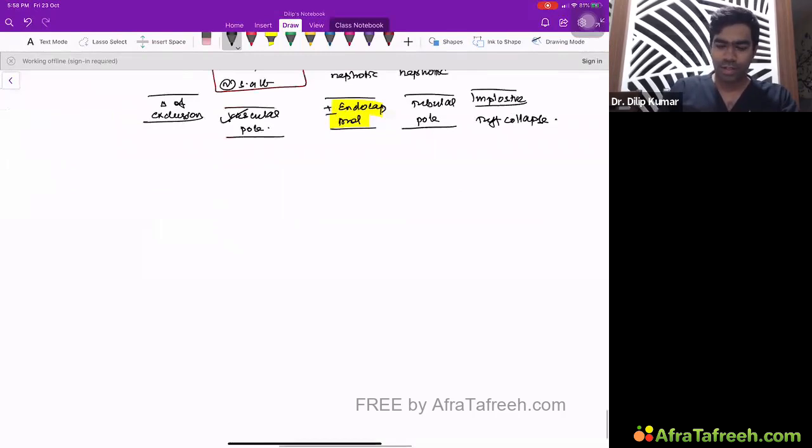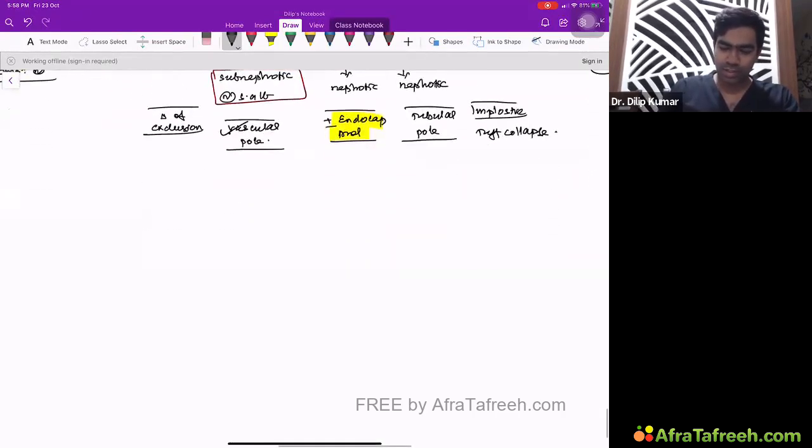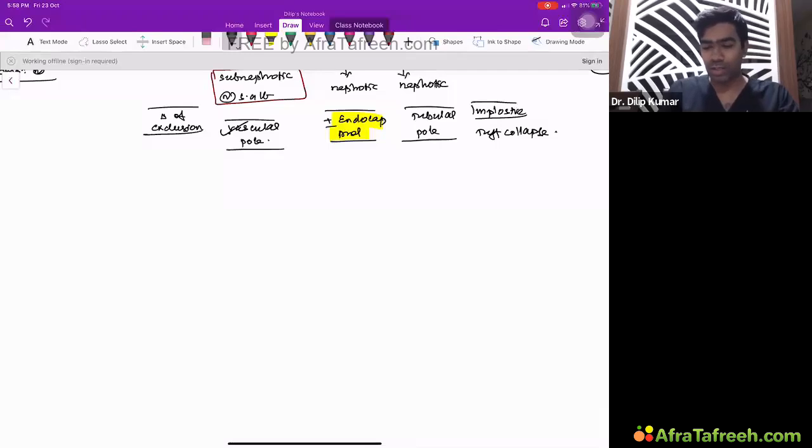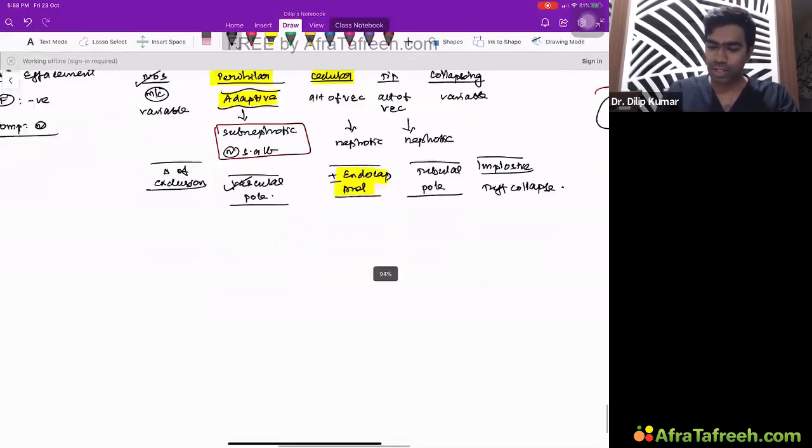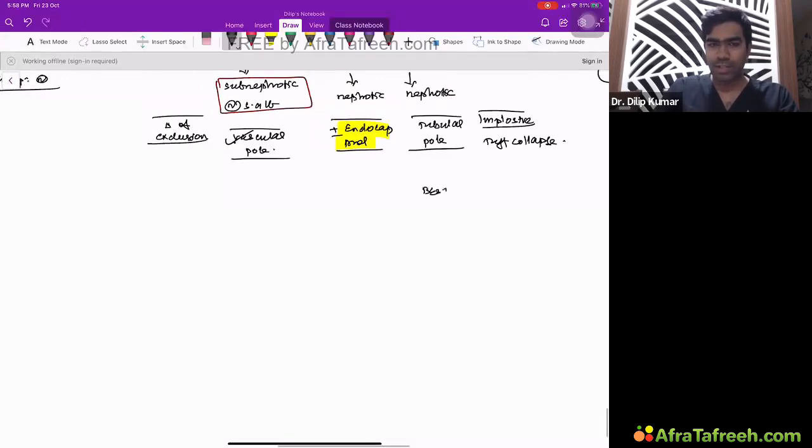As far as prognosis is concerned, the tip variant is the one that is supposed to have the best prognosis. I can write here the best prognosis. If you get the tip variant, this is the one that has maximum response to steroids. Whereas the collapsing variant is the one that has the worst prognosis. They do not respond to steroids at all in the first place.